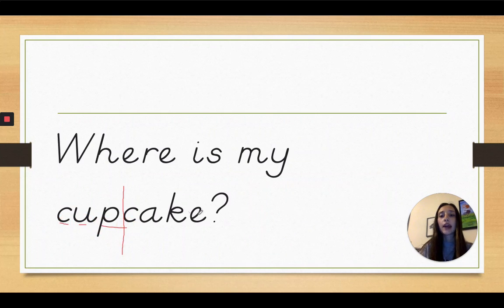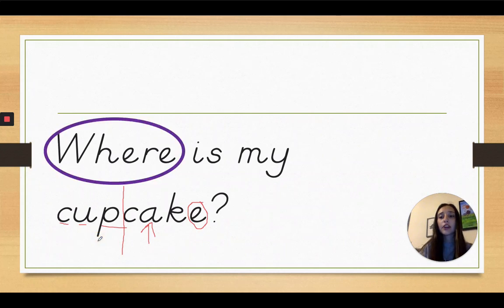Cup. And now when I look at this word, I see I have a silent E, a magic E. So I know that this A is going to be a long sound now. It's going to be A. So cup, cake, cupcake. So where is my cupcake? And where is another sight word that is a question sight word. I know that most of the time when I have that word where, I'm going to be asking a question. So I want to make sure that my voice sounds like I'm asking a question.